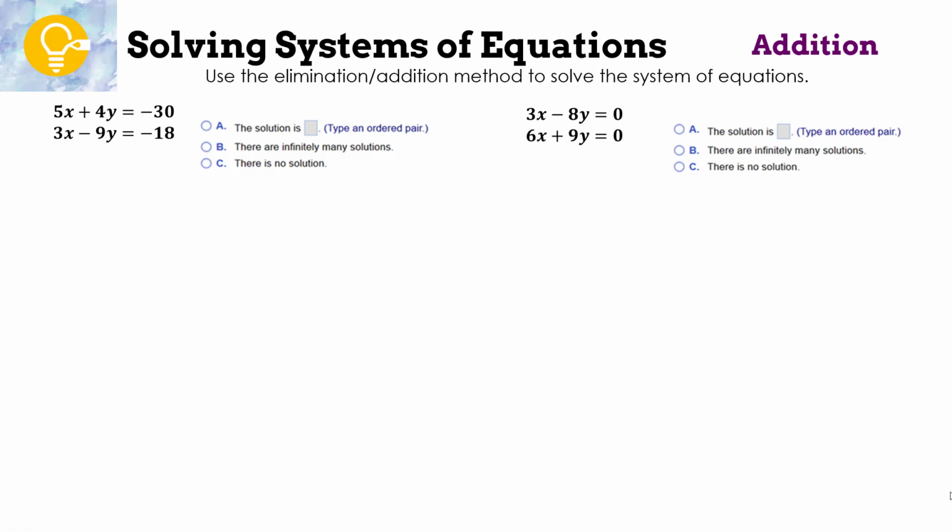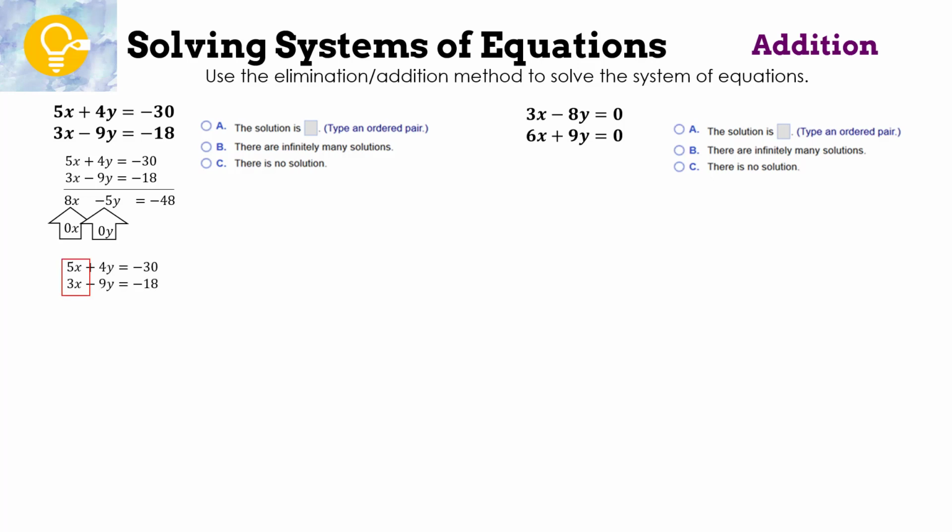5x plus 4y equals negative 30. 3x minus 9y equals negative 18. When we add down right away, we end up with 8x minus 5y equals negative 48. Well, we don't get a 0x and we don't get a 0y. So now we have to decide, are we going to get rid of the x's or the y's?